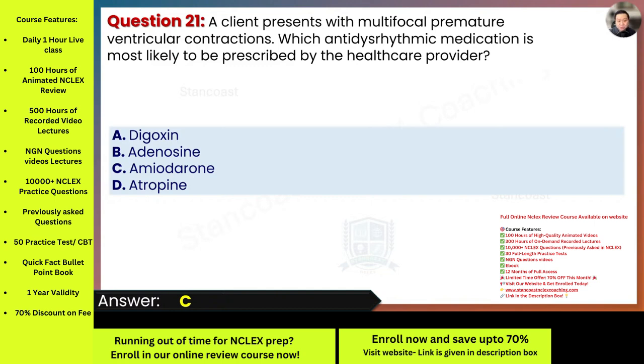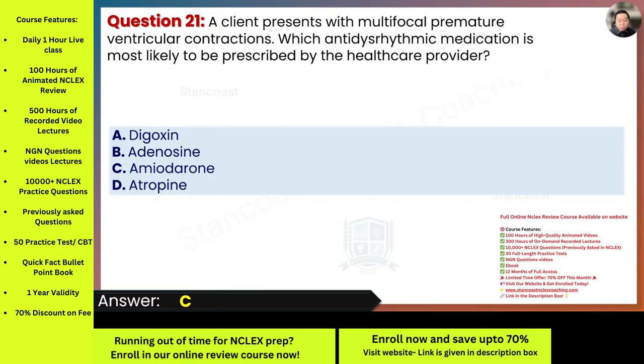Letter B, adenosine, is a class 5 antidysrhythmic medication to treat supraventricular tachycardias, or SVTs, by briefly blocking the AV node conduction. And since what we have in our case is multifocal PVCs, this is a ventricular issue. It's not an SVT. And so adenosine has no effect on these types of abnormal beats. It's not useful in this situation, making it an inappropriate choice for treating the multifocal PVCs.